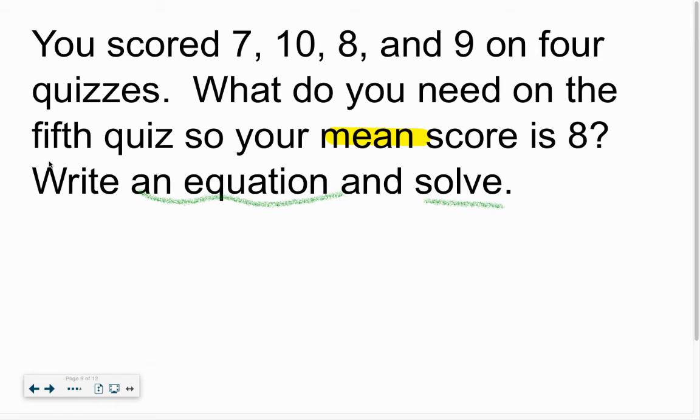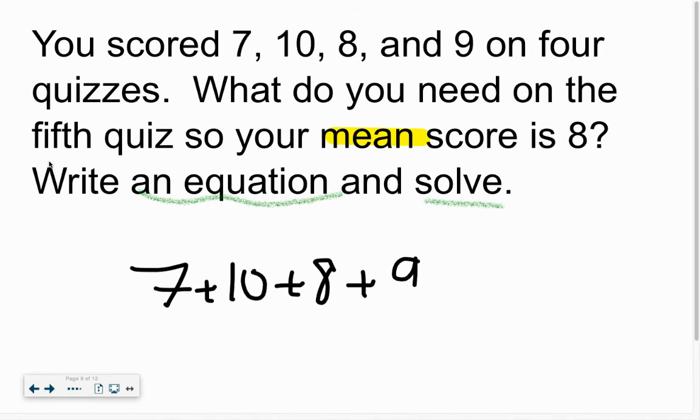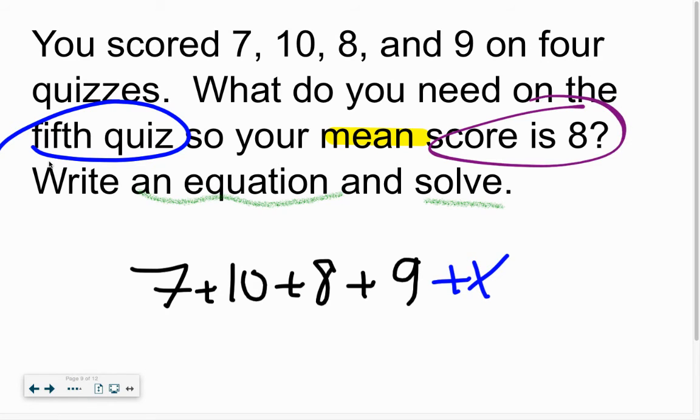Now, since we're talking about the average, we're going to take and add up all of these scores, the 7 plus the 10 plus the 8 plus the 9, and then it says here on this 5th quiz, which we don't know what that is, so I'm going to make that X. And then it wants our average score to be 8. There's 2 different ways you can set this up. I myself like to write it as an equation, as a fraction.